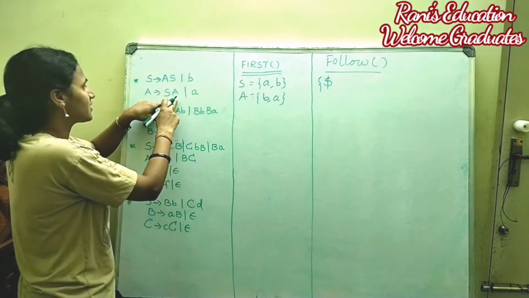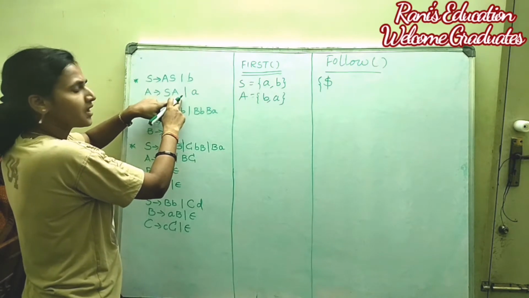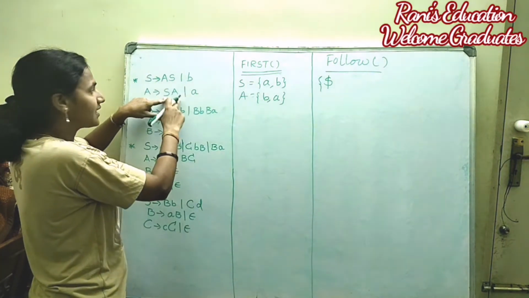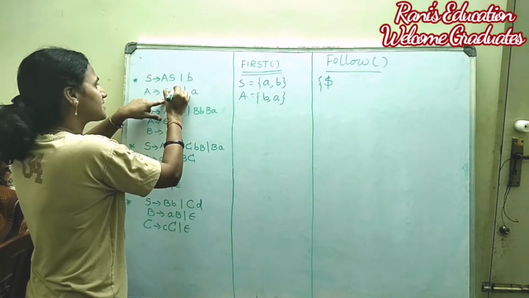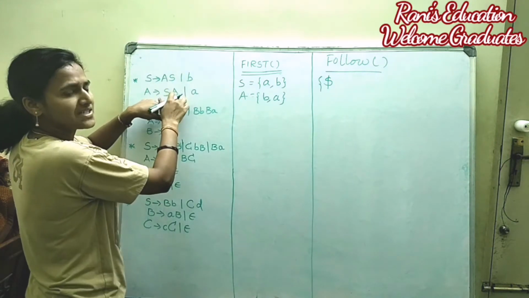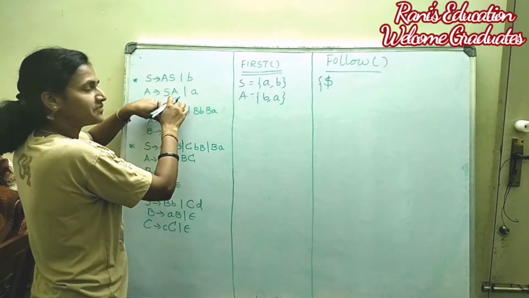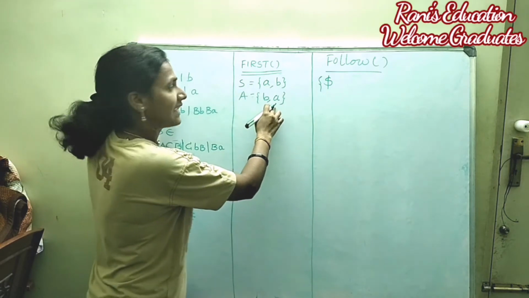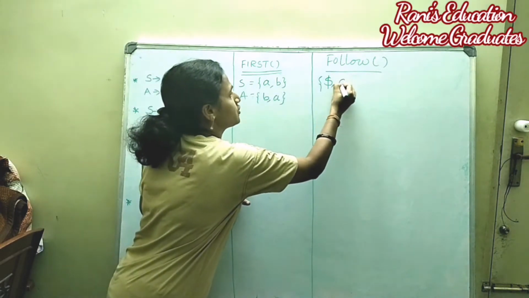Go for the second production, A → Sc. After S, we have a grammar symbol. For that grammar symbol, you need to compute first of E. What is first of E here? a, b. That I am going to write.